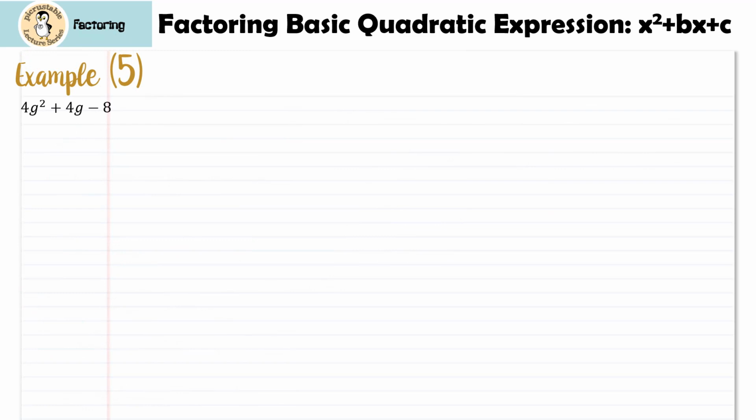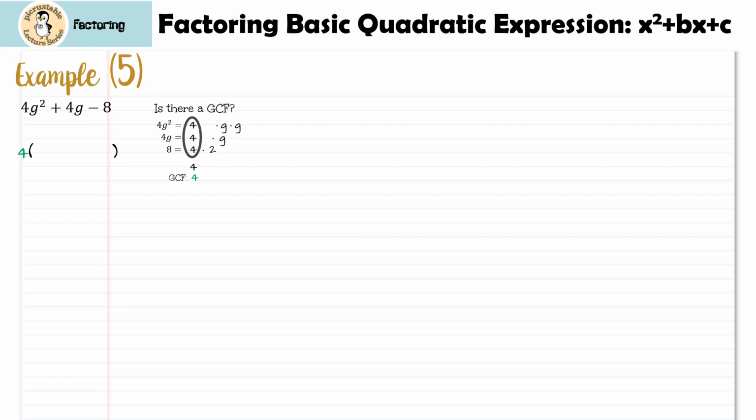In this one, we have 4g squared plus 4g minus 8. We always have to ask, is there a greatest common factor? Well, let's look at our terms: 4g squared, 4g, and 8. 4g squared is 4 times g times g. 4g is 4 times g. And 8 is 4 times 2. We can definitely see that 4 is our greatest common factor.